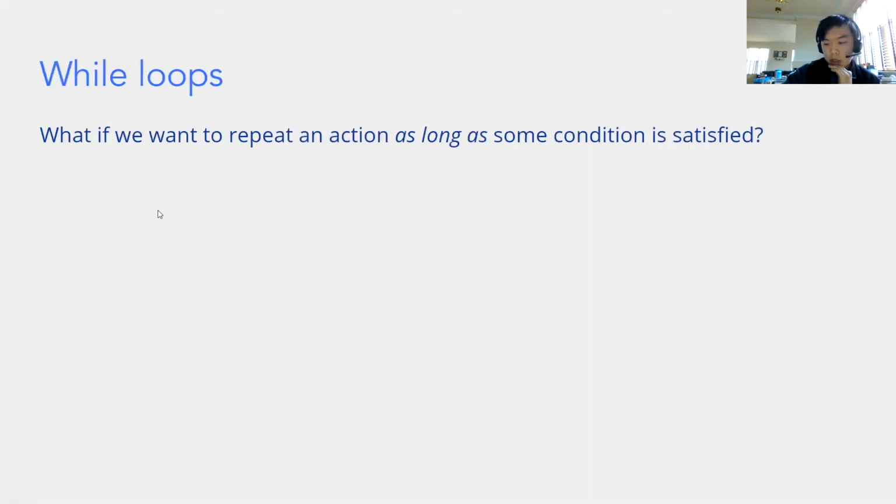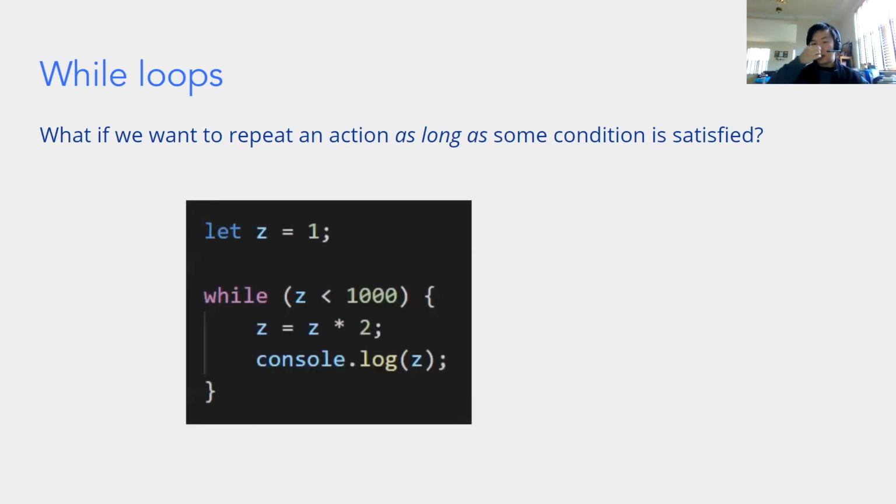Another control flow option that we have in JavaScript is what's called a while loop. While loops run a certain body of code as long as some condition is satisfied. A super simple example we might see is we start with some variable, and as long as it hasn't hit a threshold, we apply something to it and output it and repeat. So in this case, we're just doubling z, and then we're printing it, and then we just go back and keep doing it until the condition is broken.